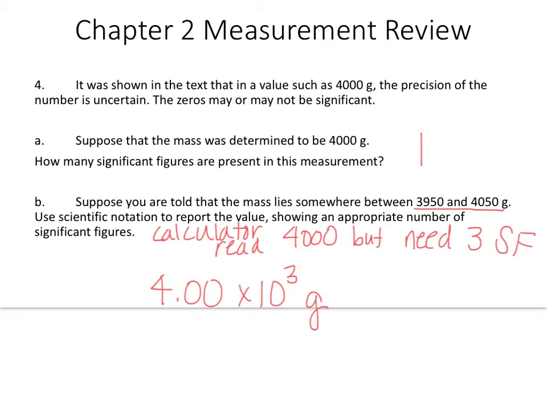If you are still having trouble understanding that, you need to refer back to the rules and also our flow chart. But remember, when there's no decimal, it means this is an estimated number. And then B says you know that the mass lies somewhere between 3950 and 4050. And if you put that in the calculator, you also get 4,000, just like you did up here. But because of this right here and this right here, both of those numbers have 3 significant figures, you need your answer in 3 significant figures.